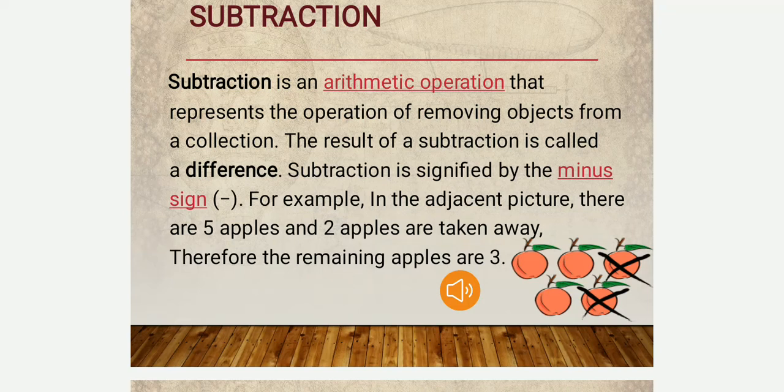For example, in the adjacent picture you can see I have taken 5 apples. There are 5 apples and 2 apples are taken away. I am just removing the 2 apples from these apples. So therefore the remaining apples are 3. The remaining concept represents the subtraction.